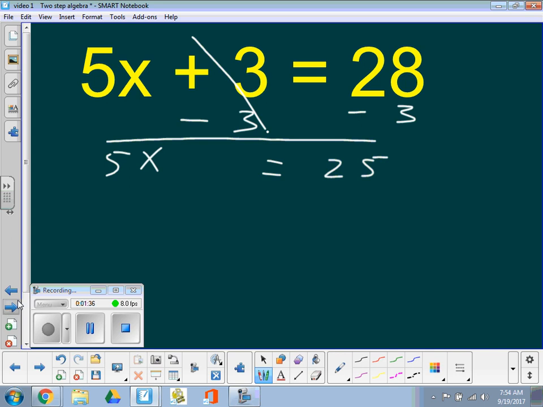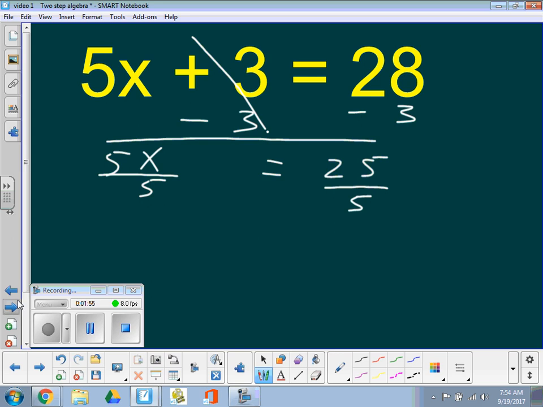Now I have 5 times a number is equal to 25. The opposite of multiplying by 5 is divide by 5. So we'll divide by 5 on the other side as well to keep it balanced. Whatever you do to one side of an algebraic equation, you have to do the same thing to the other side to keep it balanced.